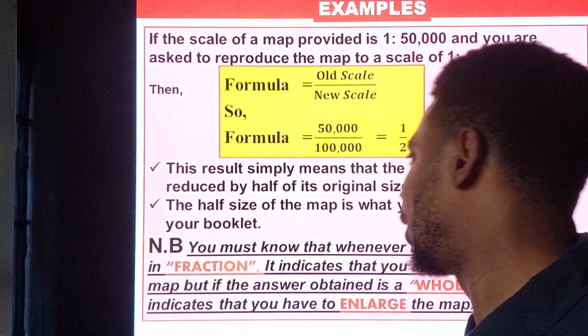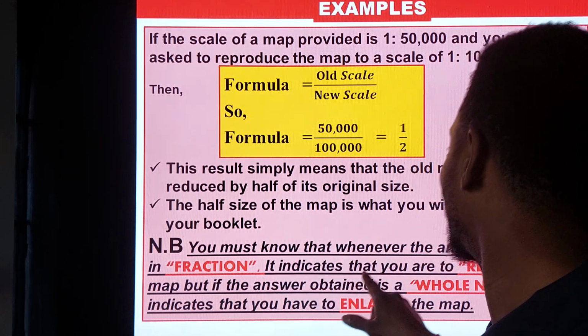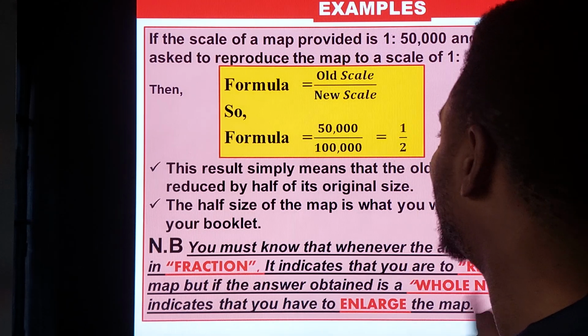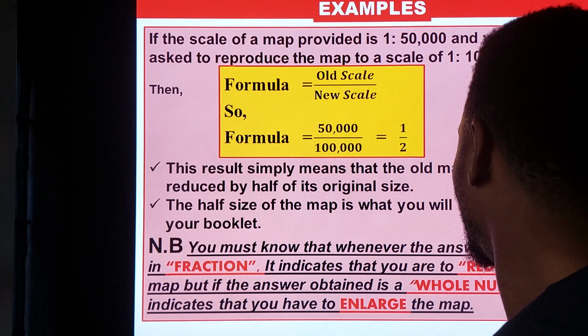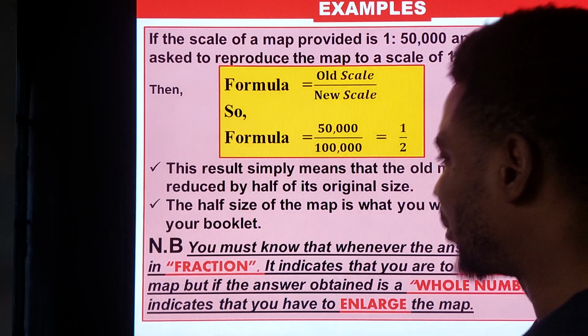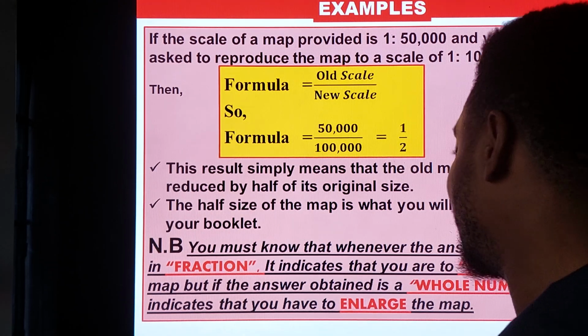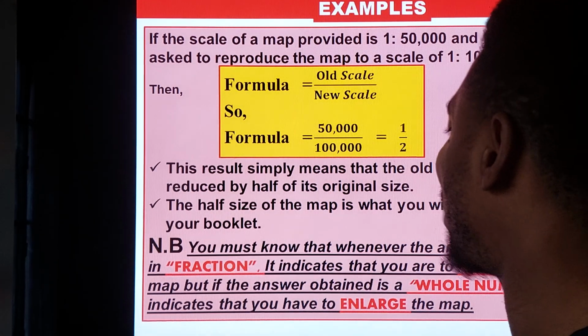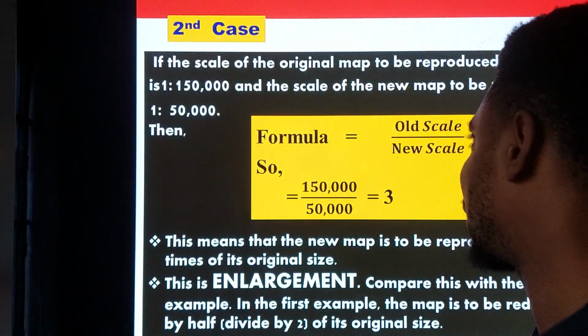So you must know that whenever the answer obtained is a fraction, it indicates that you are to reduce the map. But if the answer obtained is a whole number, it indicates that you have to enlarge the map. This is very, very important.